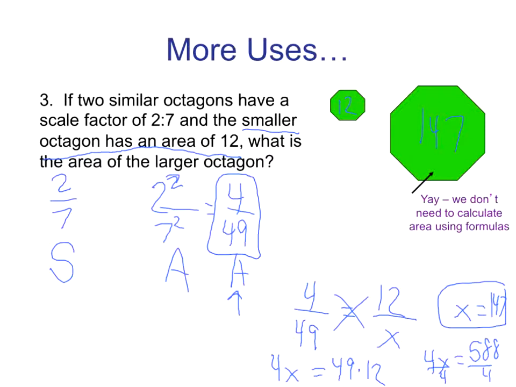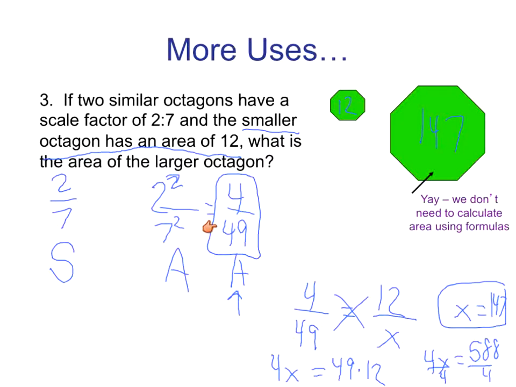So let's talk through the steps one more time before we try another example. Step 1, write your similarity ratio. Easy, they gave it to us. Step 2, write your area ratio, which means you square both of them. From there, I set up a proportion. 4/49 equals my small over my large, and we solved just like we solved last week. So it's just one new piece of the puzzle, which is how to find your area ratio.